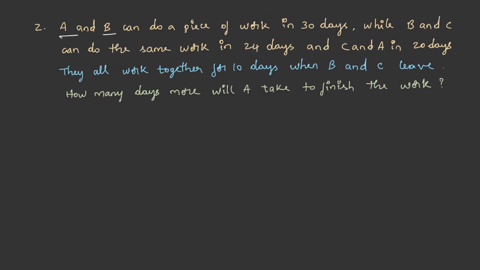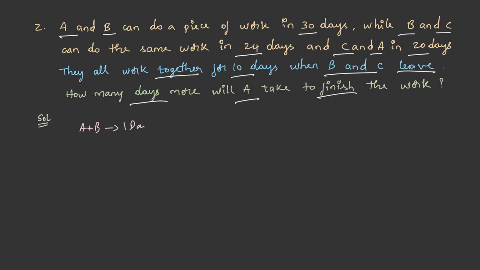A and B can do a piece of work in 30 days, while B and C can do the same work in 24 days, and C and A in 20 days. They all work together for 10 days, and when B and C leave, how many days more will A take to finish the work? A plus B 1 day work is 1 by 30.